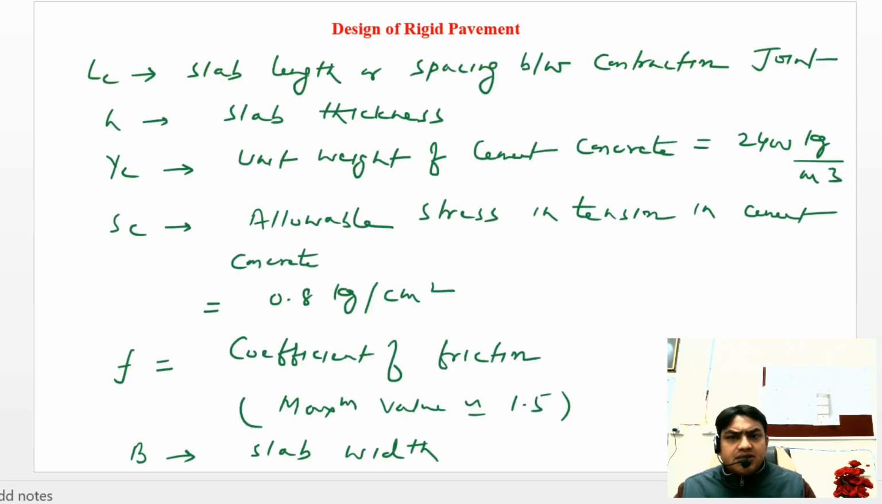Here LC is the slab length or spacing between contraction joints, H is the slab thickness, gamma C is the unit weight of cement concrete, which is equal to 2400 kg per meter cube, and SC is the allowable stress in tension in cement concrete. If it is not given, we can take 0.8 kg per centimeter square. F is the coefficient of friction. The maximum value of F is 1.5, and B is the slab width.